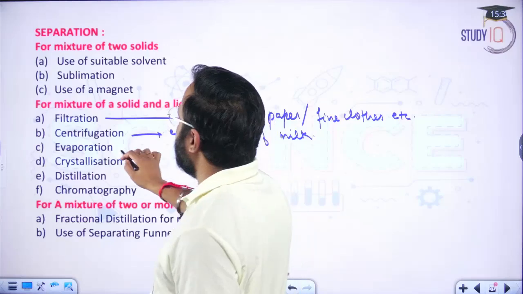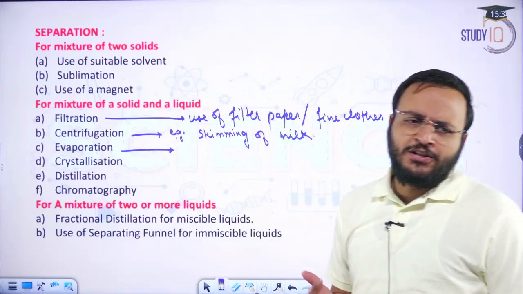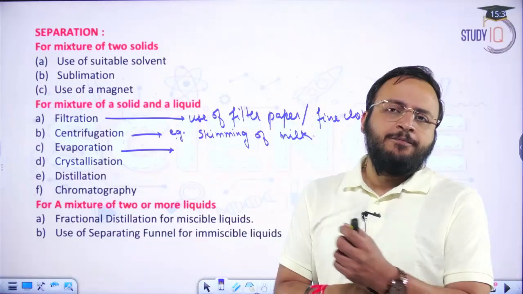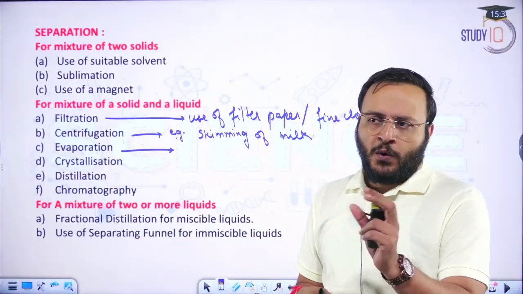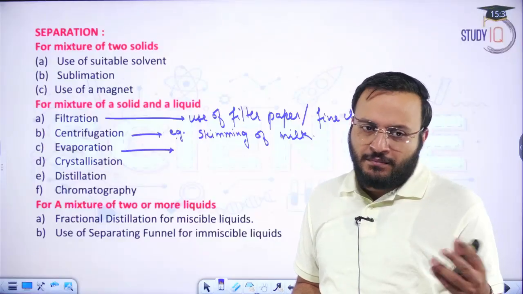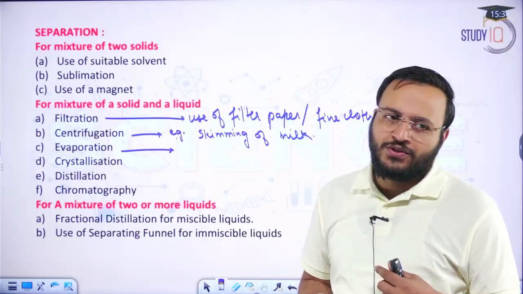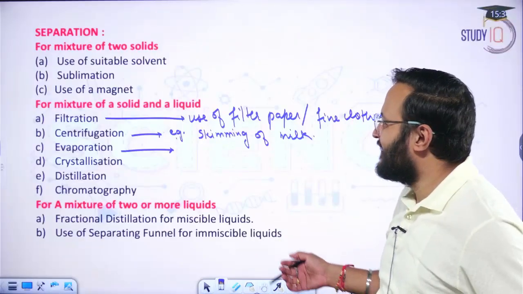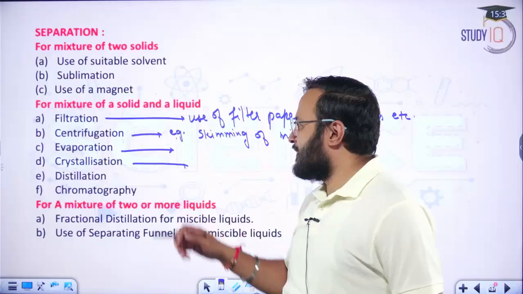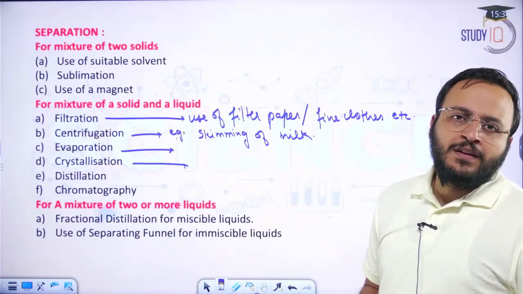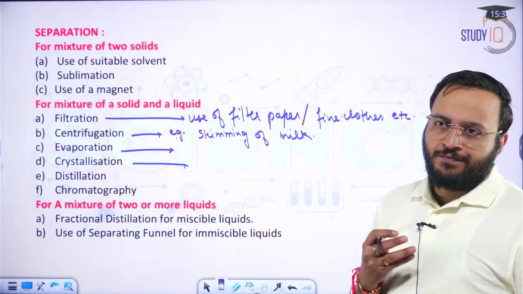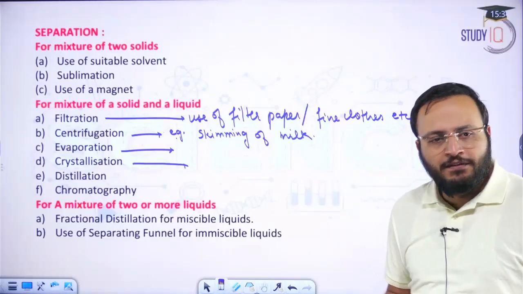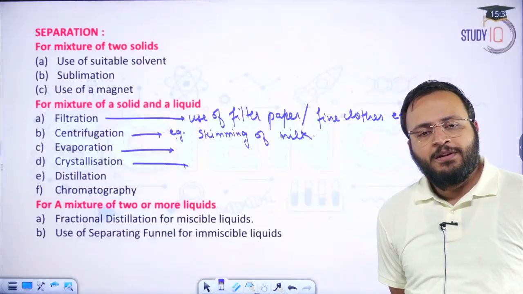Okay, evaporation. Guys, evaporation is a very simple thing. Suppose water and salt are mixed up, and you want to take the salt out. Just evaporate the water, take the salt out. You get it? Then guys, crystallization. Crystallization is where we obtain the solute back. So again, this is just the reverse of vaporization or evaporation.